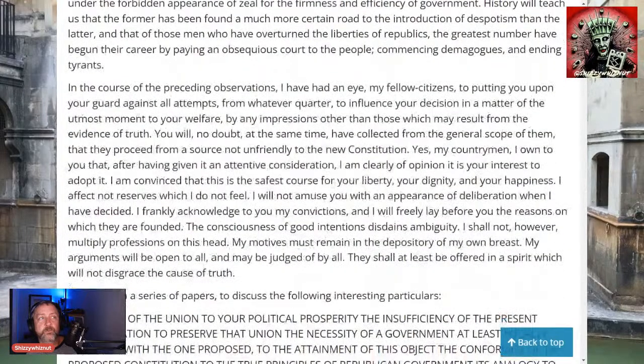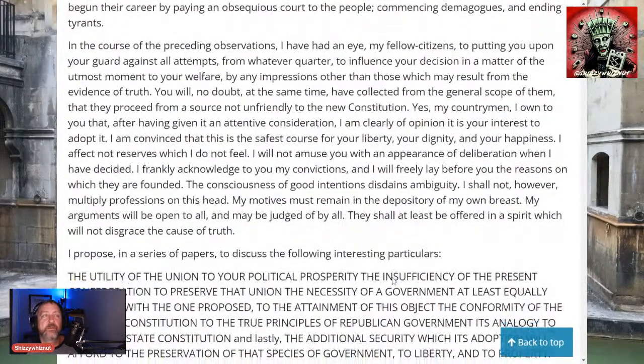In the course of the preceding observations, I have had an eye, my fellow citizens, to putting you upon your guard against all attempts from whatever quarter to influence your decision in a matter of the utmost moment to your welfare by any impressions other than those which may result from the evidence of truth. You will, no doubt, at the same time have collected from the general scope of them that they proceed from a source not unfriendly to the new Constitution.